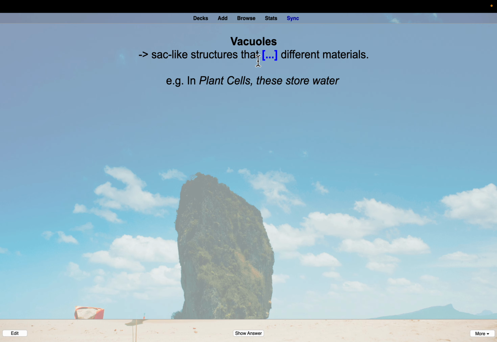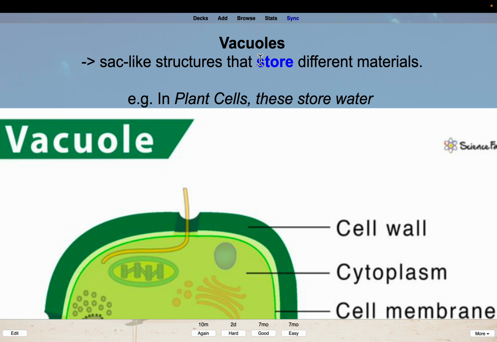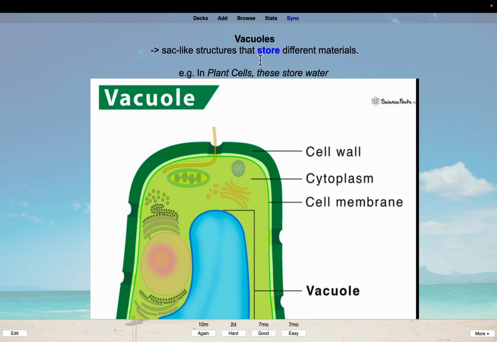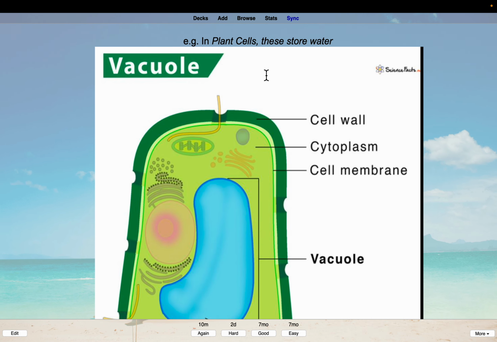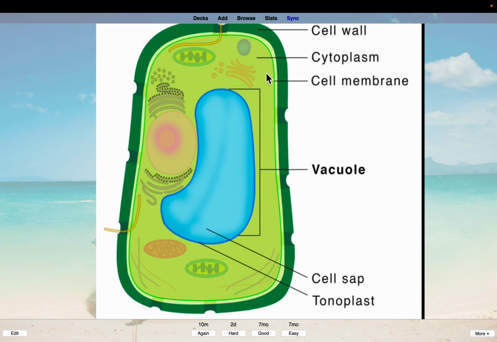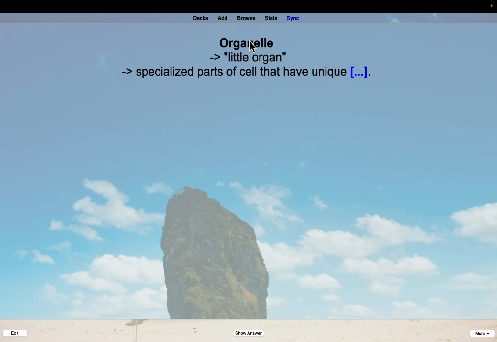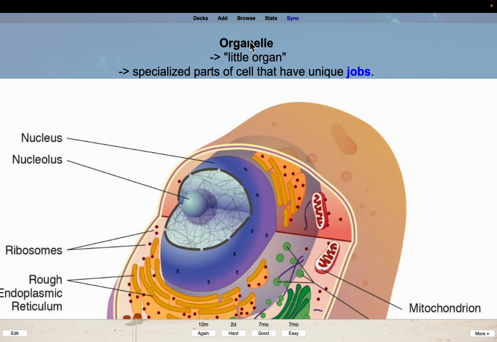Vacuoles. Vacuoles are sac-like structures that store different materials. For example, in plant cells, vacuoles store water, and starch is plant-stored sugar. Organelle, in other words, little organ. It's a specialized part of a cell that has a unique job.